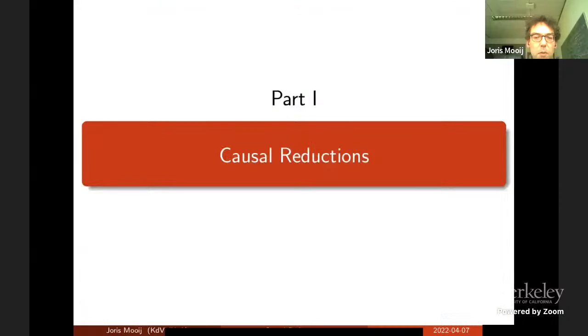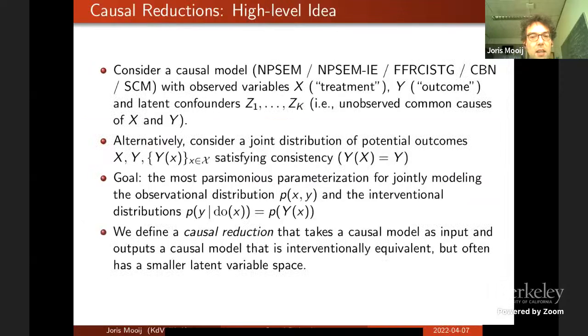So the main technical tool here will be what we call a causal reduction. I will first explain what we mean by that. The high-level idea is the following. Take some causal model, could be of your favorite type. For example, in this presentation, I will be making use of causal Bayes nets, but you can do the same construction for other causal models.